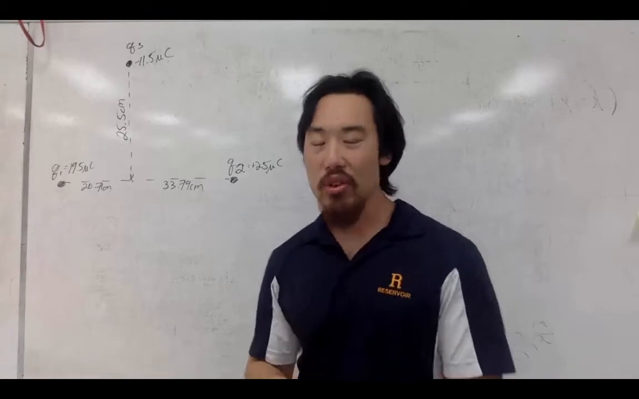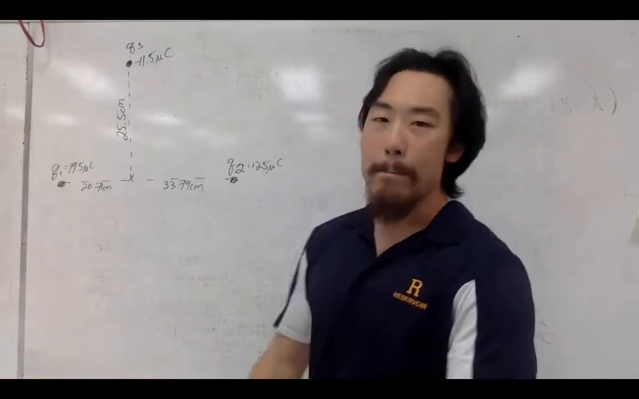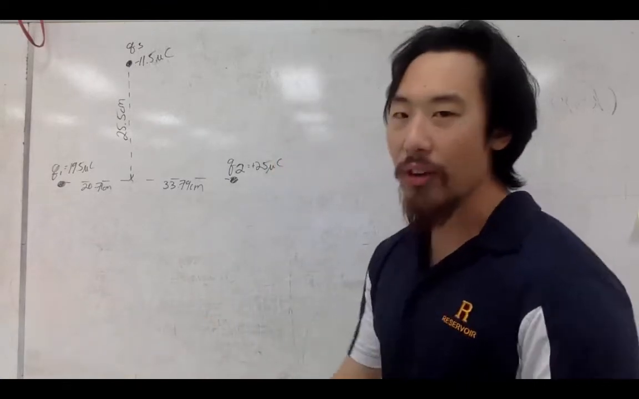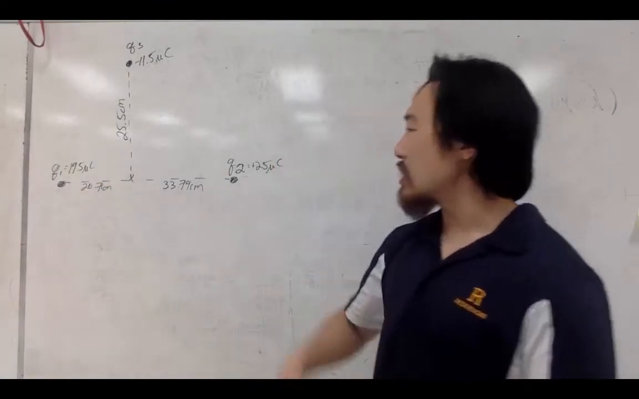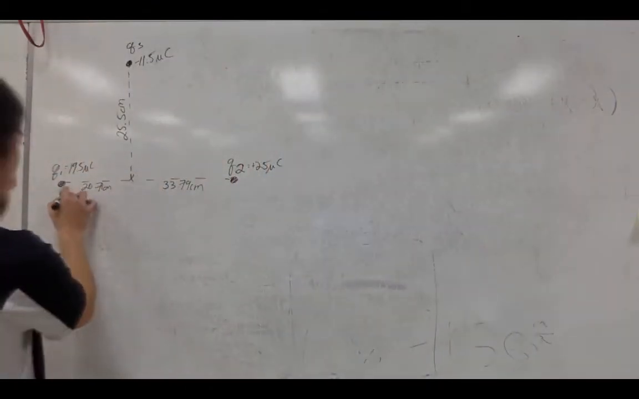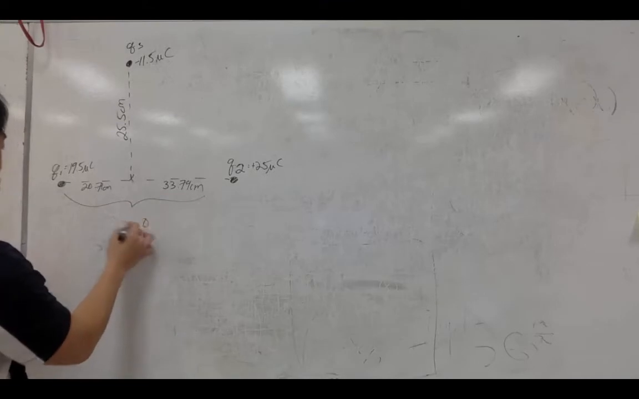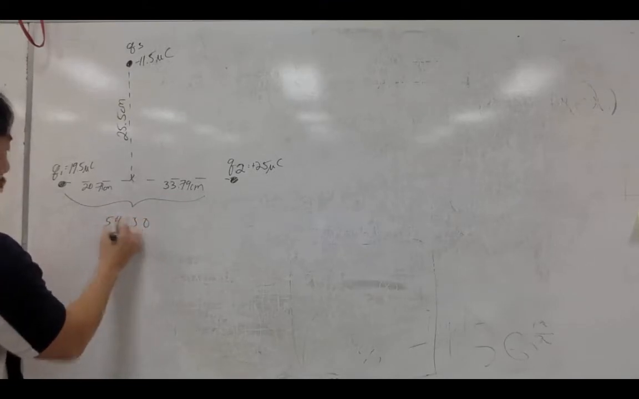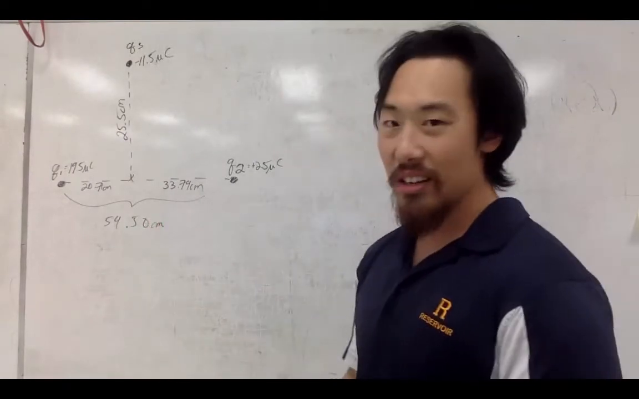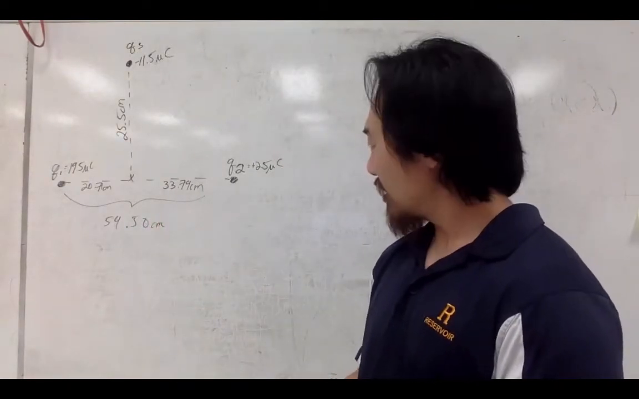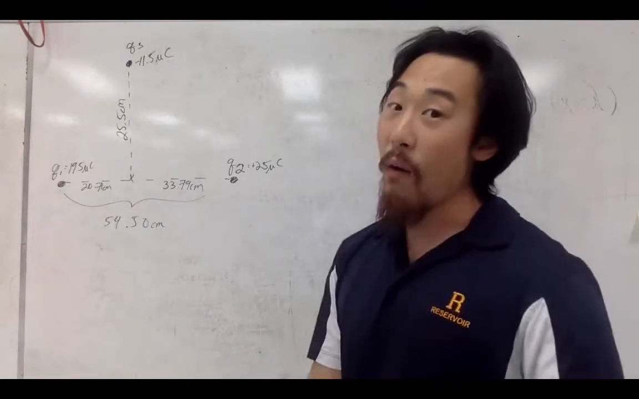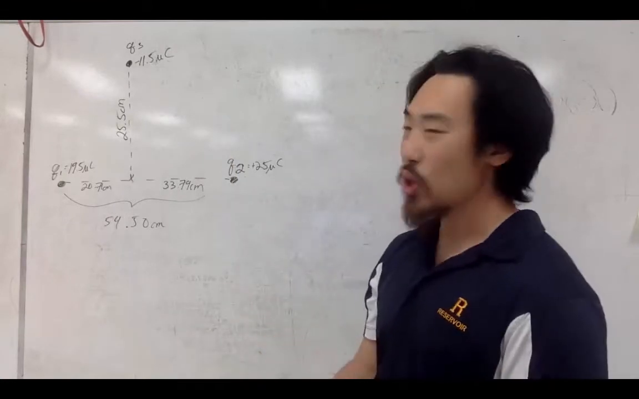Now, before we even attempt to use our physics knowledge, we must cover some basic information about this formation in order to make our lives easier. First off, let's see exactly how far charge 1 is from charge 2. In order to do that, I'm going to add the two distances together to get 54.50 centimeters. Double check that. I'm good.